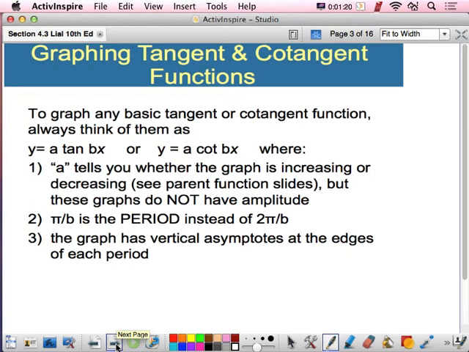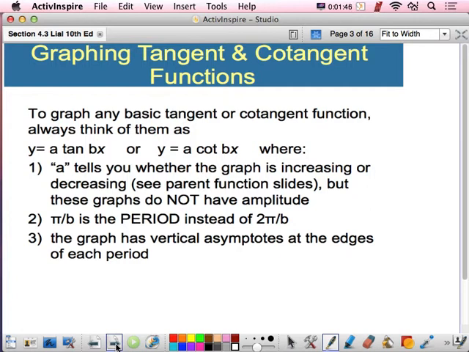Okay, so here's what we need to know about tangent and cotangent in order to graph them. Straight out of the gate, they do not have amplitude. They don't have amplitude because they're not waves. Only waves have amplitude. What they do have are vertical asymptotes, and they have a period, but their period formula is different. So let's kind of talk through it.